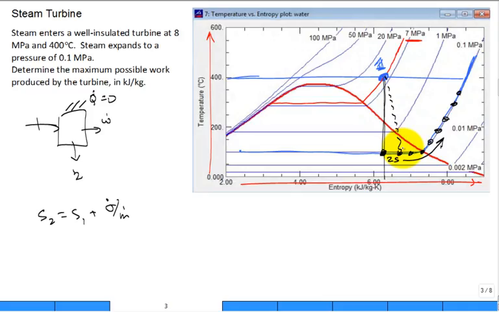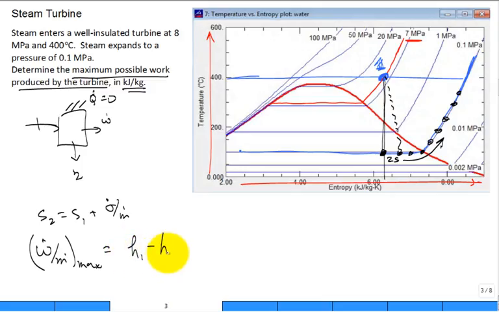So what would be the maximum possible work produced by that turbine in kilojoules per kilogram? They're asking you to calculate W dot divided by M dot max. That's going to be H1 minus H2S, as if it's isentropic expansion, because if I come down here, won't that have the lowest enthalpy? And so you would just calculate H1 minus H2S. Okay, I think you can solve that problem.